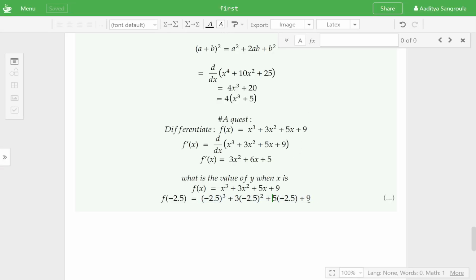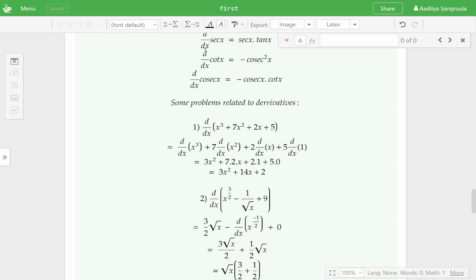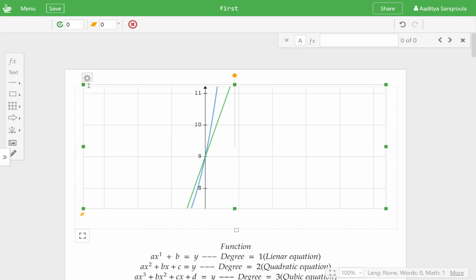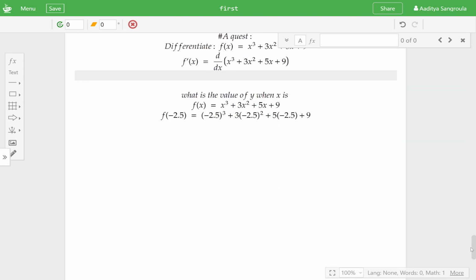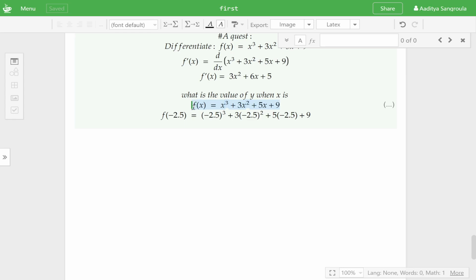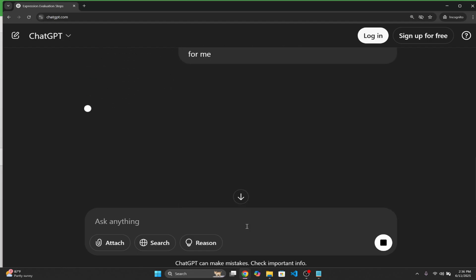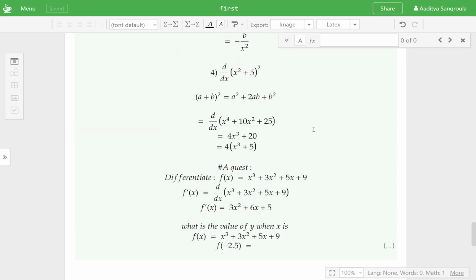Has it written the thing properly? And have we gotten the graph correct? Let's see. Okay, let's do a thing. Let me just give it the function, because I could have made the mistake, right? Write this function for me. Let's see how it gets this function. Okay, this is pretty fine.